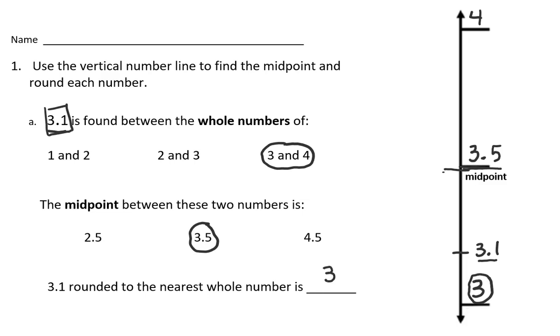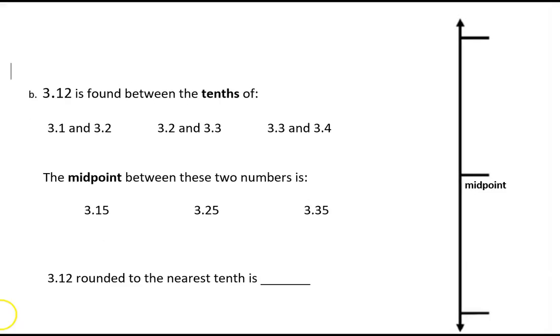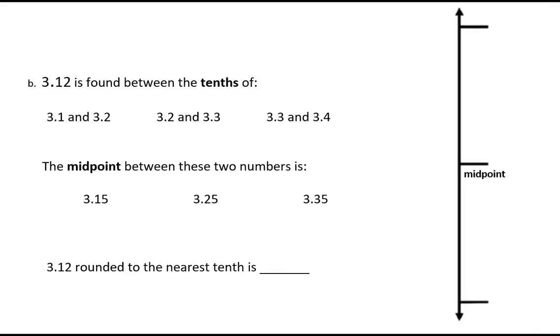So that midpoint helps us decide which way to round. If the number hasn't quite reached the midpoint, it's going to round down. If the number is at the midpoint or above, it will round up. Let's look at another example.